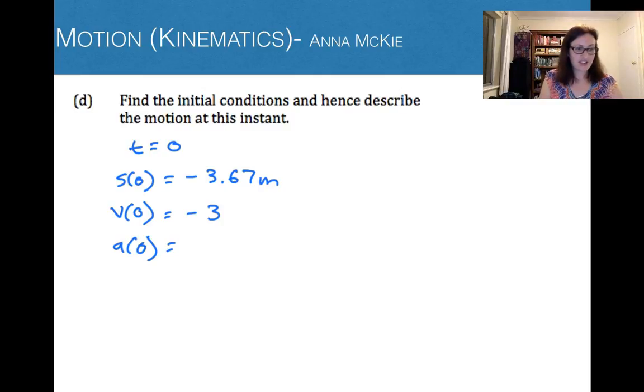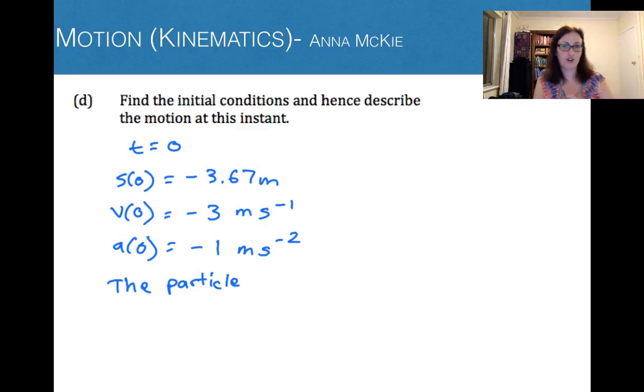The velocity will give us -3, and the units is meters per second, or meters s to the -1, and the acceleration is -1 meters per second squared, -2. So, and we need to describe that. So this is a sentence that we write, and write this type of sentence each time that you get asked to describe the motion. The particle is, so you go down the list and you answer one at a time.